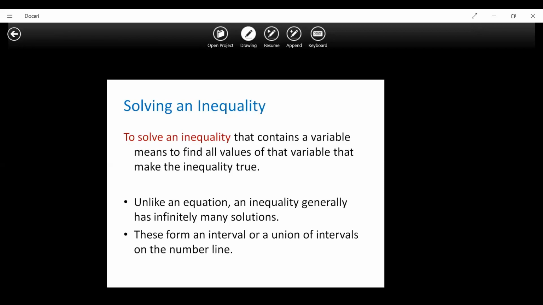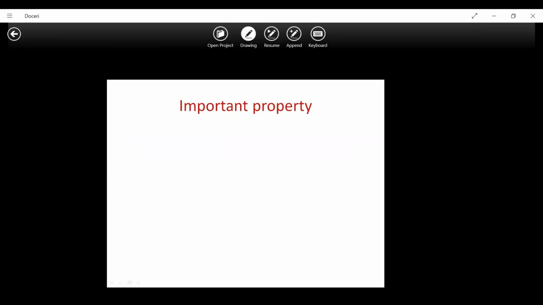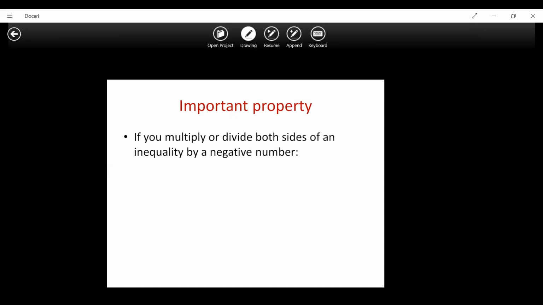Okay, here we go. The other thing we also want to be able to notice is that if you multiply or divide an inequality by a negative number, we flip the sign. The sign gets flipped. So we're going to look at just these two examples.